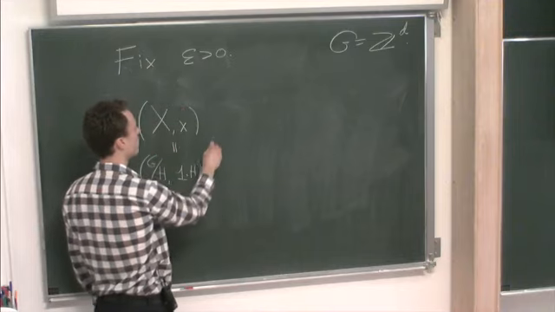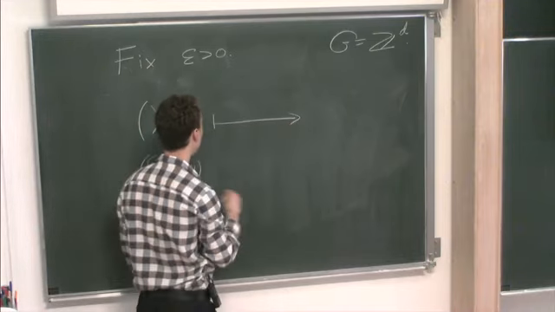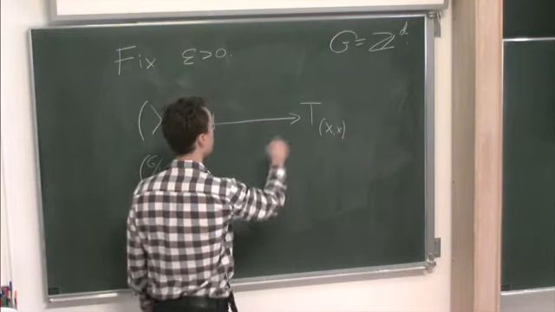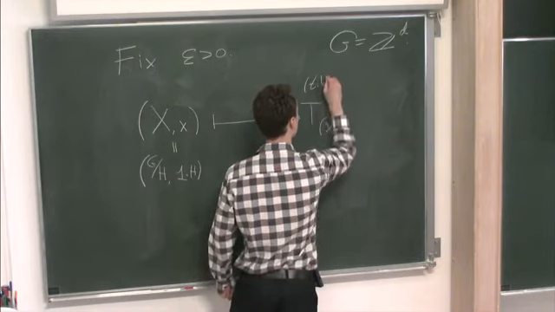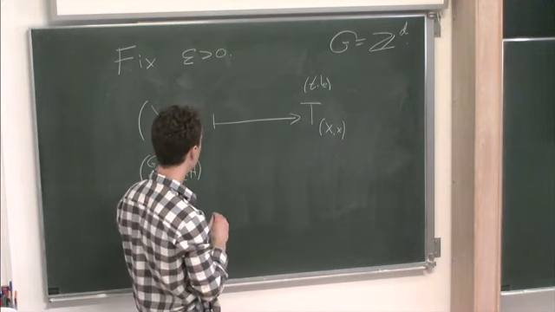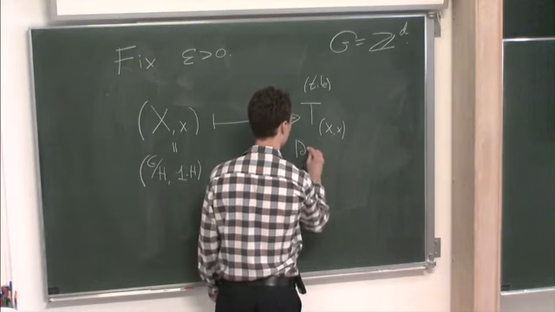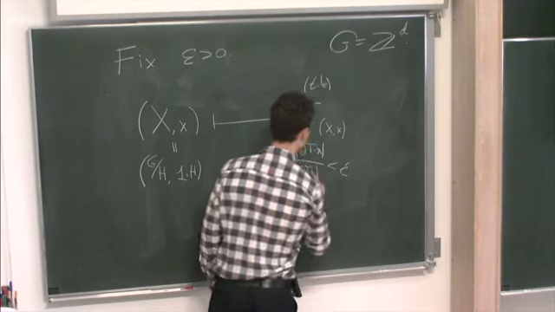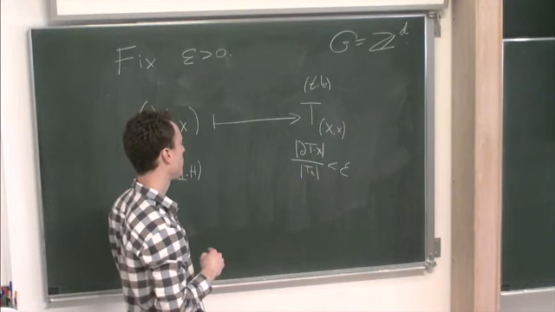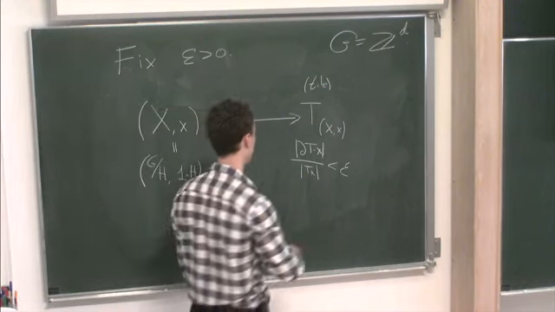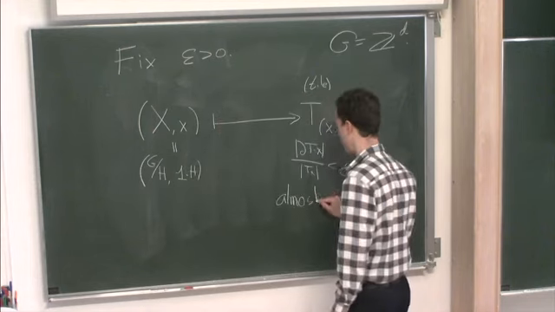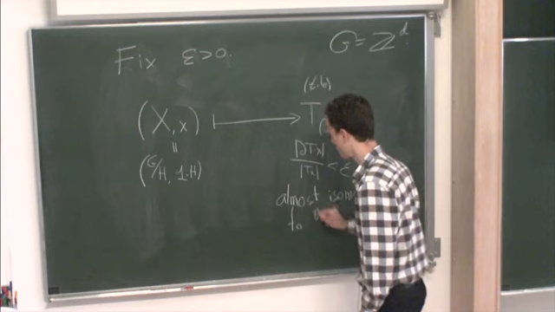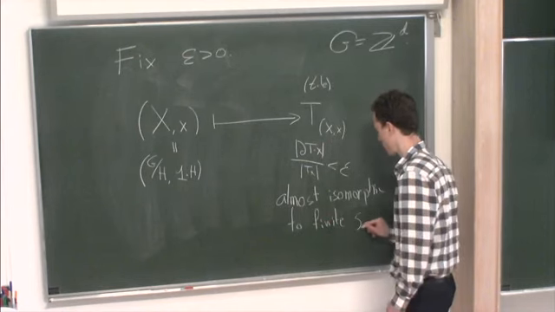For each such G set, I have a tile, let's call it T of X. This is a tile which has a small boundary and it's almost isomorphic to a finite Schreier graph.